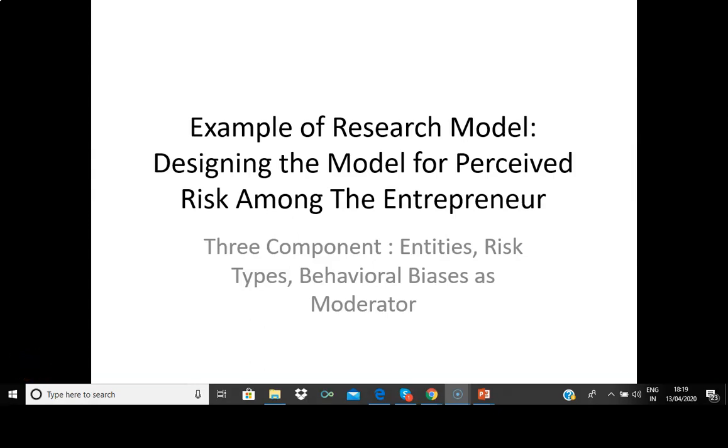In research, designing a model or the research framework is an important step. If you can prepare a good model, the research model will guide you on how to go about framing your hypothesis and how to go about designing your questionnaire to test your hypothesis.